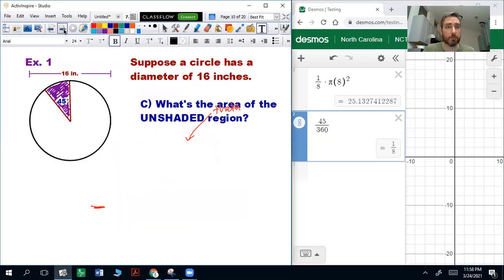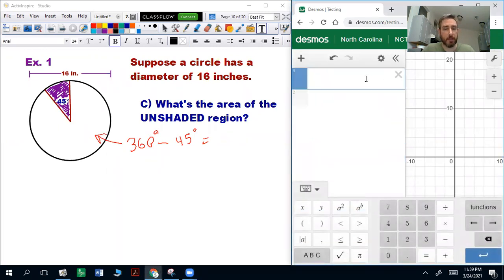So let's do a last part of this example. What's the area of the unshaded region? If I want the unshaded region, I want everything but that 45 degrees. Well, what's left over from that? Think about what's left over. The whole thing is 360. So if I take 360 and subtract that tiny 45-degree portion of it, that's going to give me what's left over in here, okay? So 360 minus 45, that's going to be 315, I believe.